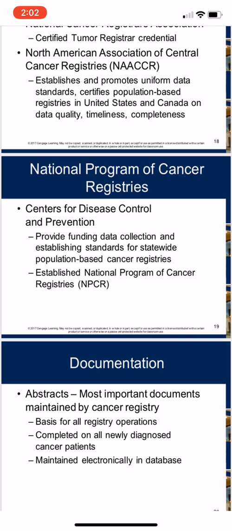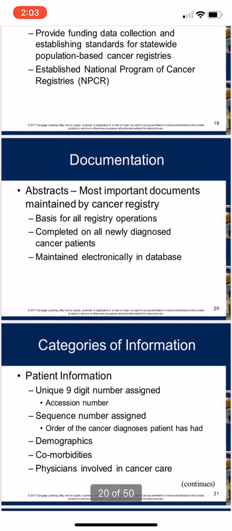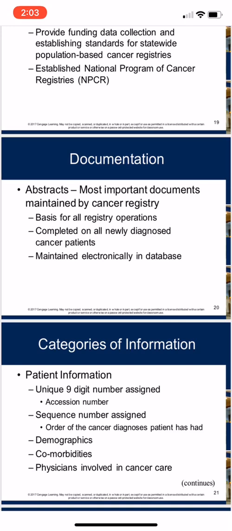All right, moving over to page 611 to get talking about documentation. One of the big things in cancer registry is the abstract. An abstract is a summary record that allows for the systematic collection of information on a cancer patient's experience in a standardized format. Thus, abstracts are the most important documents maintained by the cancer registry, and they form the basis for all of the registry operations.